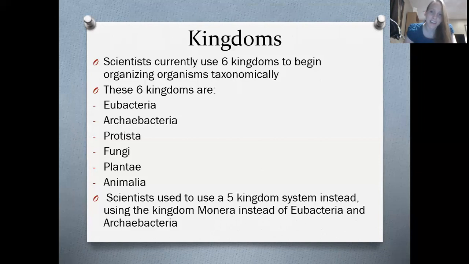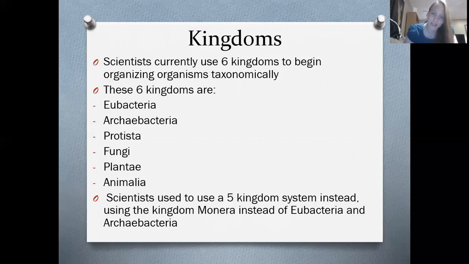Okay, scientists currently use 6 different kingdoms in order to kind of start organizing organisms. Again, kingdom is the most general category of taxon. There are 6 different kingdoms. There's the eubacteria, the archaeobacteria, protists, fungi, plantae, and animalia.